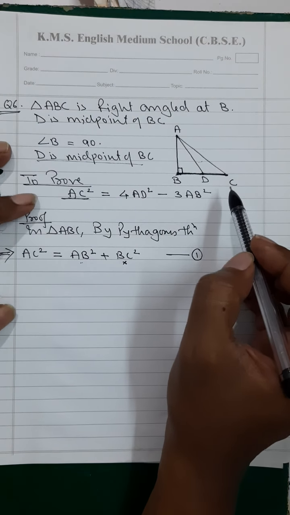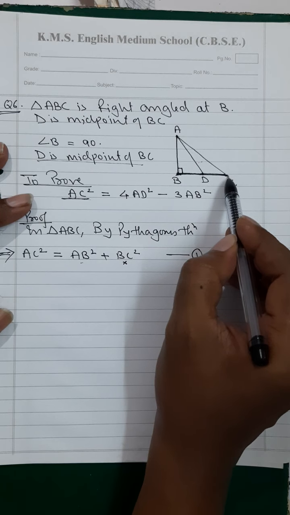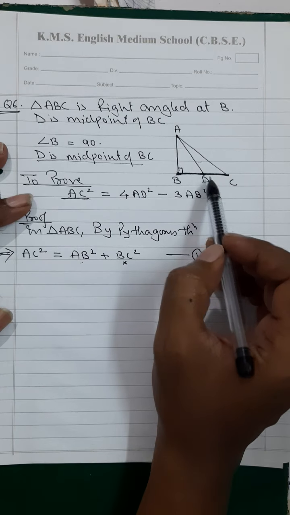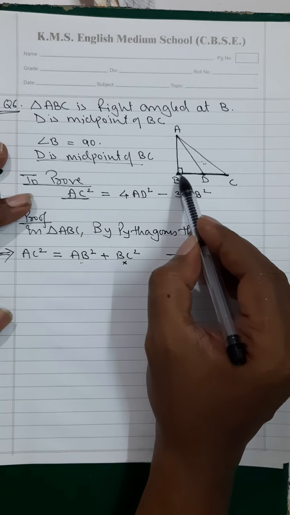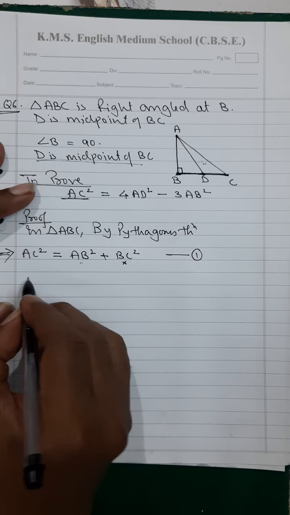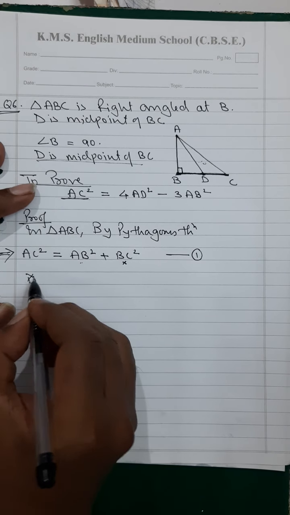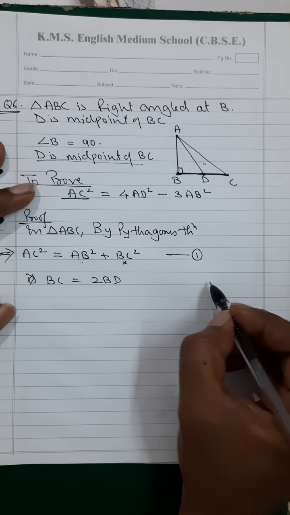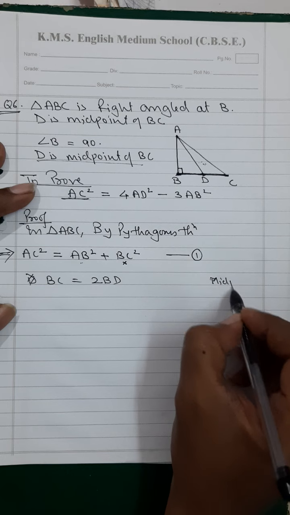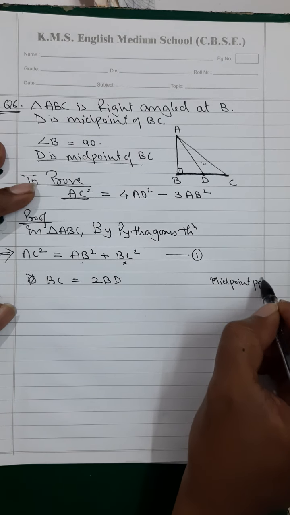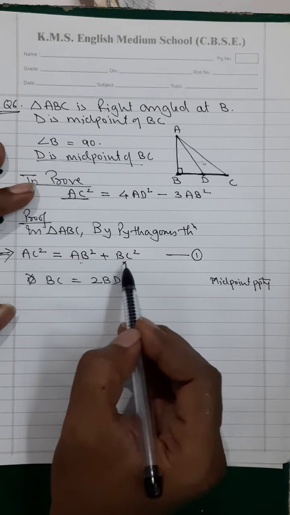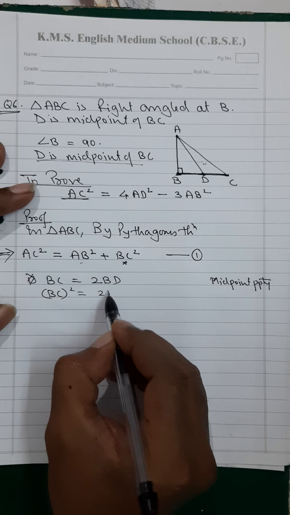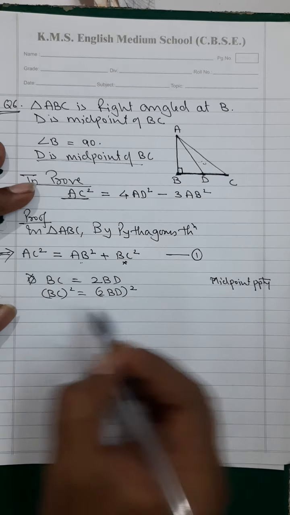Okay, my dear students. So I will convert BC to BD, not DC, because DC is not a right angle triangle. It is not going to help me in any way. So here now, BC is equal to 2 times BD because of the midpoint property, that is more than sufficient. Fine. But you want BC square, so I will find the square of both sides. BC square is equal to 4 BD square.